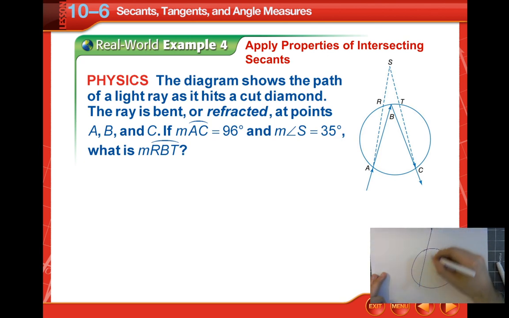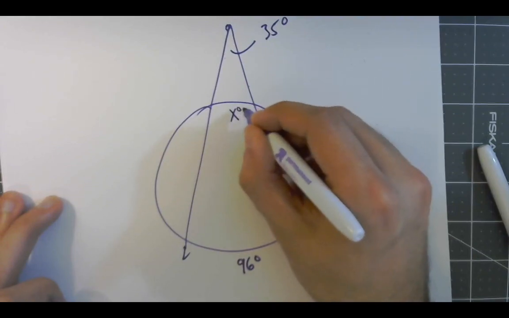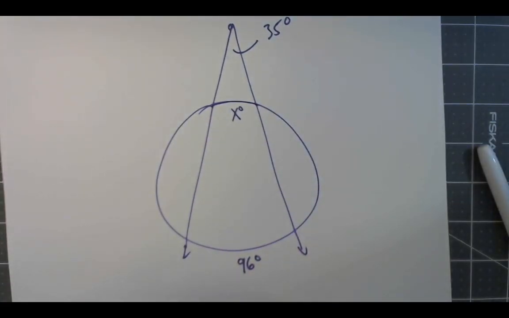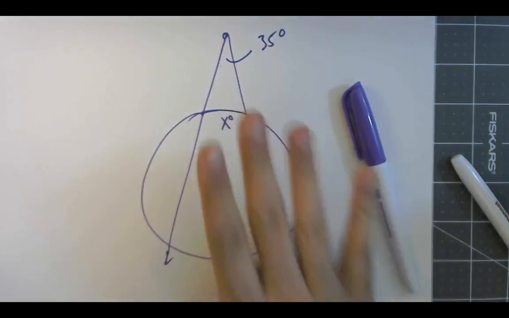These are two secants coming through here. We're told AC is 96 degrees. We're told S is 35 degrees. And it's looking for RBT. RBT is this. So that's our mystery amount. That's all the problem is. So hopefully you can see how all this stuff is giving you different rays shooting through, but it's not actually changing this problem. This problem has more things, but in reality it's just this.